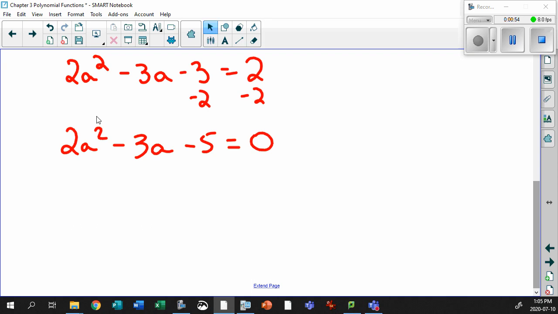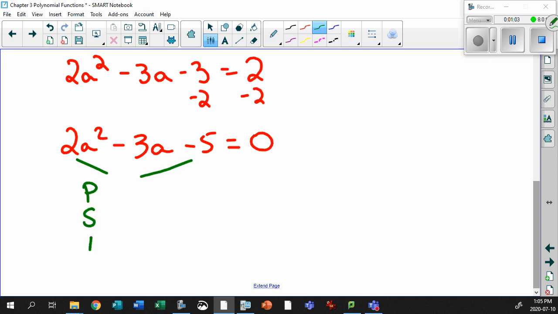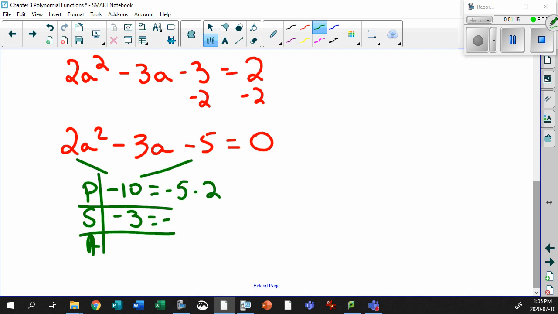You ever heard of the word PSA? Right? Factor, factor, factor, baby. Don't forget PSA. Okay, minus 10, minus 3. Two numbers that multiply to give me minus 10 and add up to minus 3. Simple. Minus 5 and 2, of course, right? Those are your two factors.